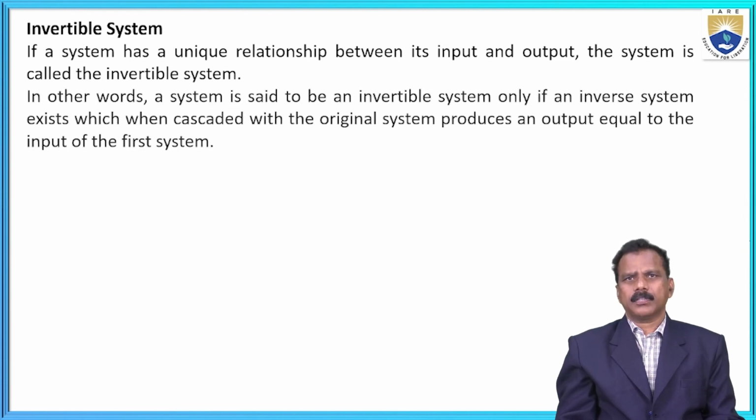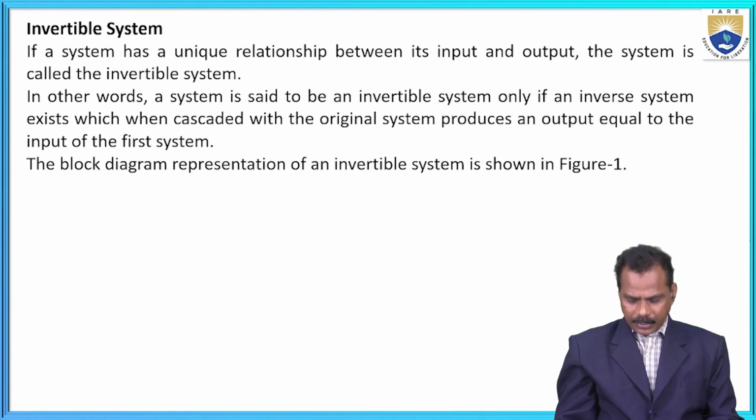Okay, in other words, a system is said to be invertible only if an inverse system exists, which when cascaded with the original system produces an output equal to the input of the first system. We can decide this factor for an invertible system, we can observe it. Okay, so we have the block diagram. Based on the block diagram, we can easily understand, investigate, or interpret all invertible systems.